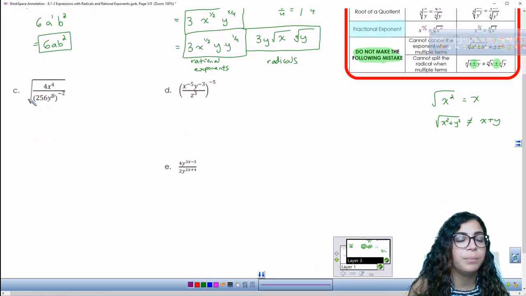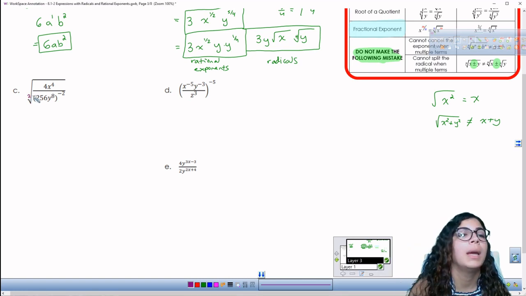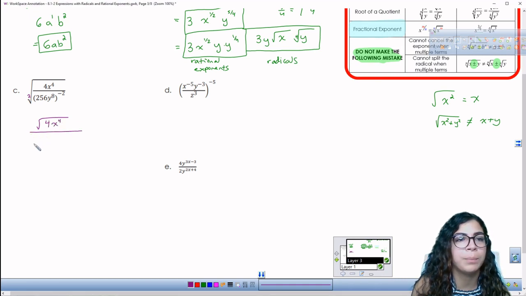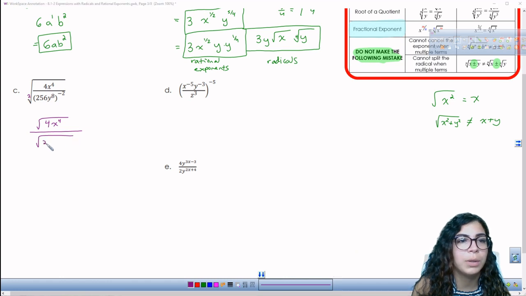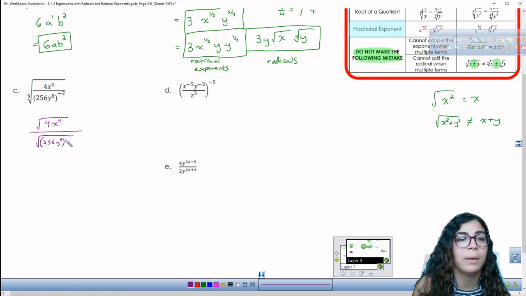Okay, now notice that this radical doesn't have any index, so obviously it's the square root. And I have a numerator and denominator. So the first thing I'm going to do is I'm just going to split it up. 4x to the power of 4 all over the square root of 256y to the power of 8. Now, all of this is being raised to the power of -2, okay?